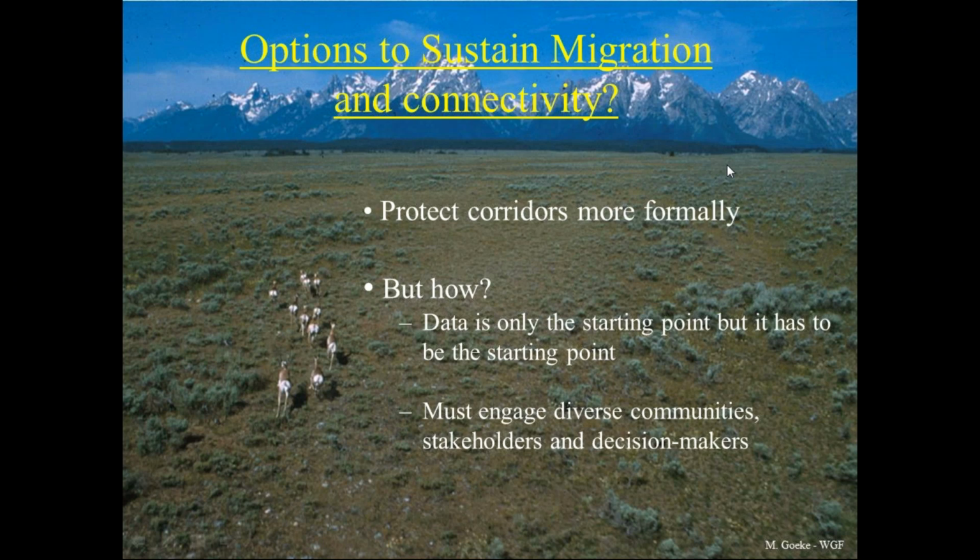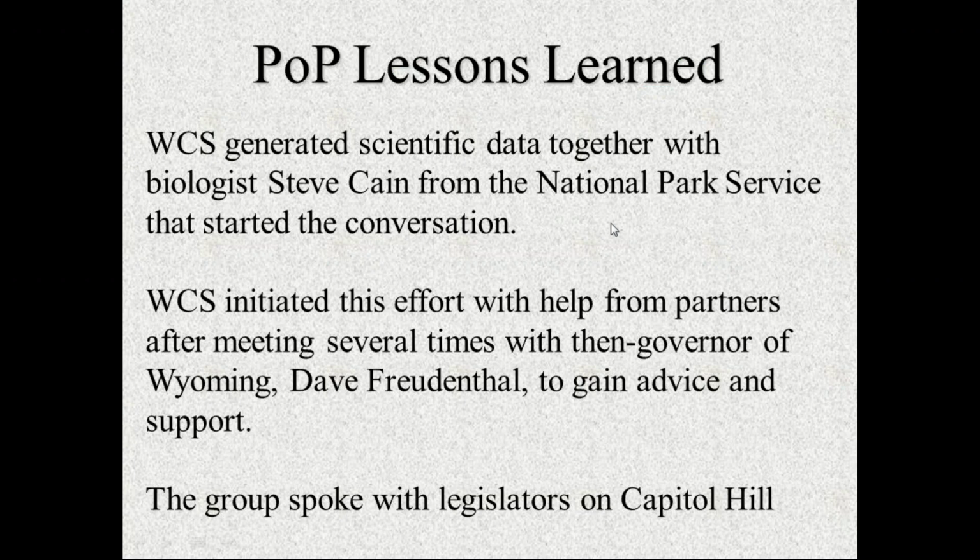Now, there's various options to sustain migration and habitat connectivity, and here we wanted to protect the corridor more formally, but the question was, how do we do this? You know, we wanted to be a little bit more bottom up as opposed to top down, but we knew that data had to be the starting point. And even though it's just the starting point, it has to be that foundation to have these discussions. And then we knew we had to engage diverse communities and stakeholders and decision makers in order to make this occur. So again, the data that was generated by WCS and the National Park Service started the conversation.